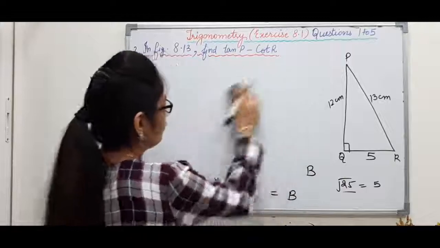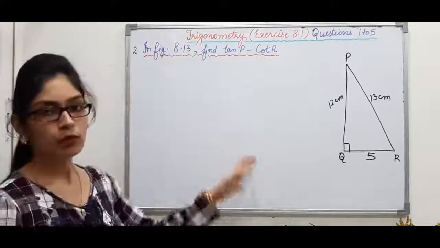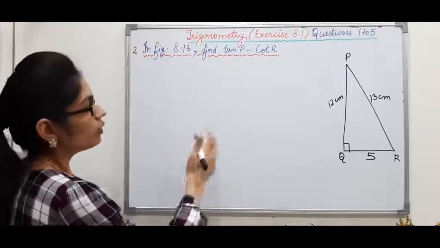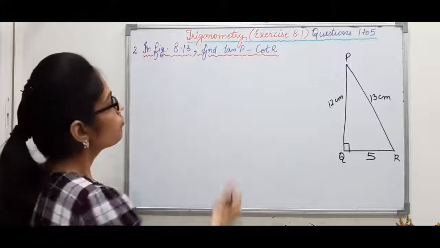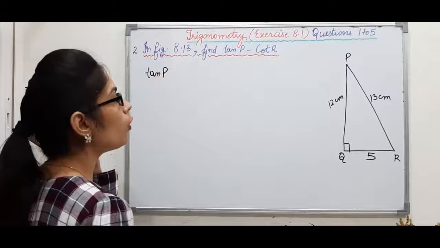Now let's come to the question. So this thing also you have to solve, you have to show everything in the question, because this is a part of the question, that's why. Now tan P, we need two values, tan P and cot R.